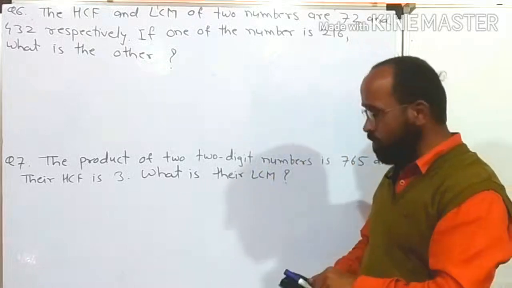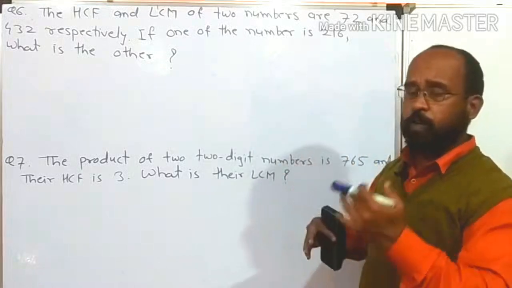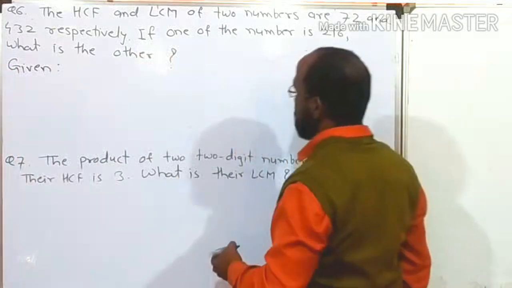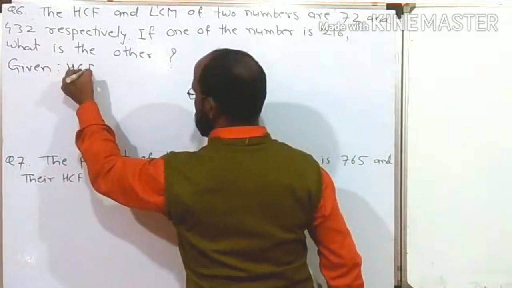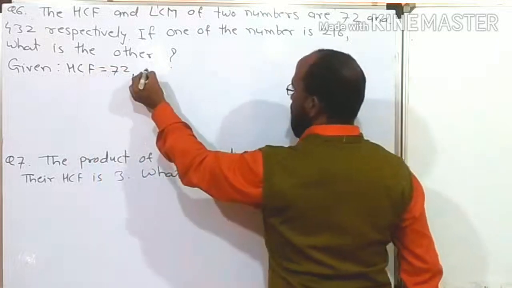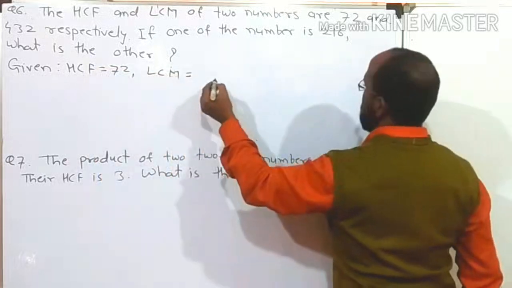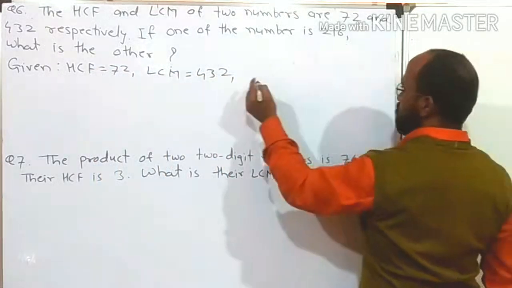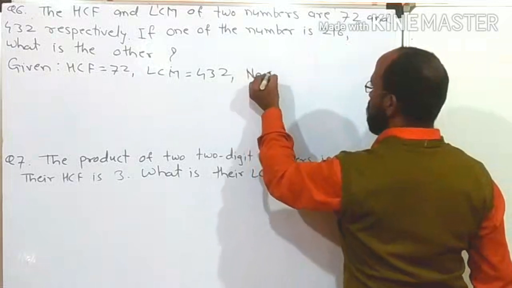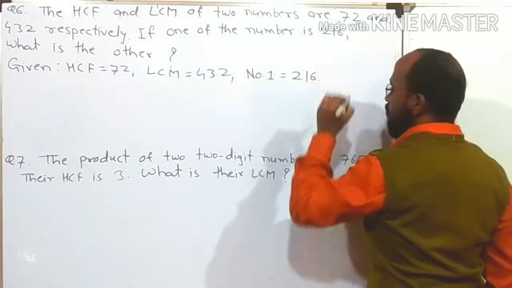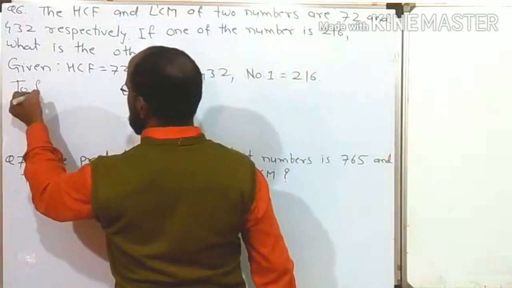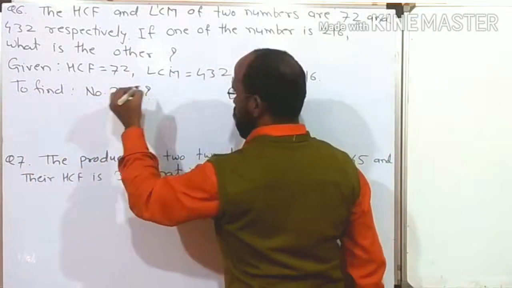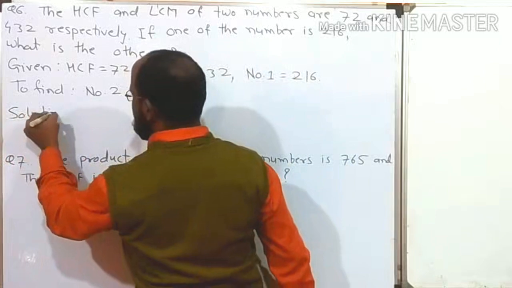So let's first write what information is given. Friends, here given is HCF is equal to 72. LCM is equal to 432. Among those two numbers, one number is 216. So let us say number 1 is equal to 216. And what we have to find? We have to find the second number. Let us say it is number 2.